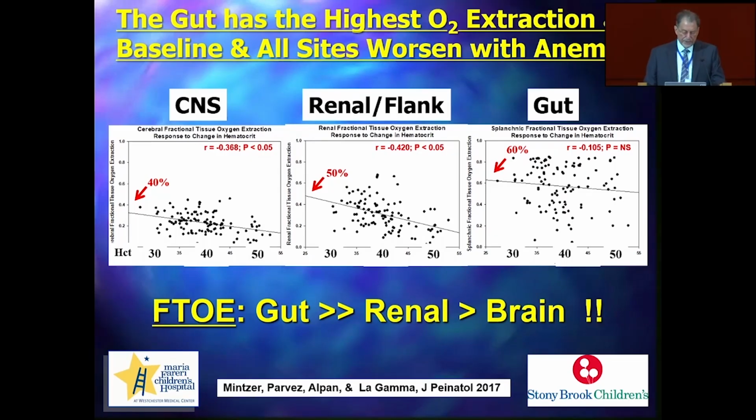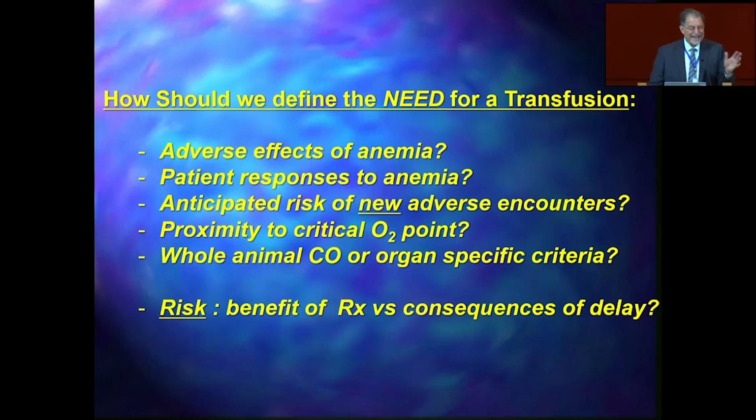However, you'll see later on when I show some original data from a randomized trial, these numbers are exactly what we got. Not in this picture, the extrapolation, but we actually did the measurements at a crit of 25. So how should we define the need for transfusion?